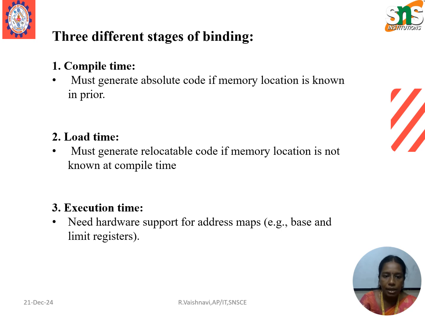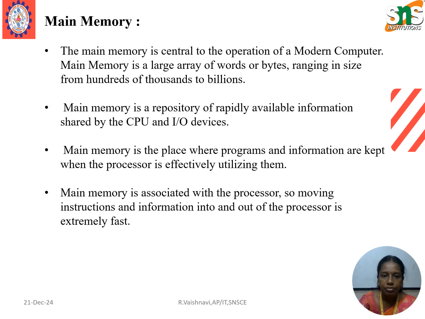First one, compile time: must generate the absolute code if the memory location is known in prior. Second one is the load time: must generate the relocatable code if the memory location is not known at compile time. Third one is the execution time: needs hardware support for the address maps. Example, the base and the limit registers come under the execution time.